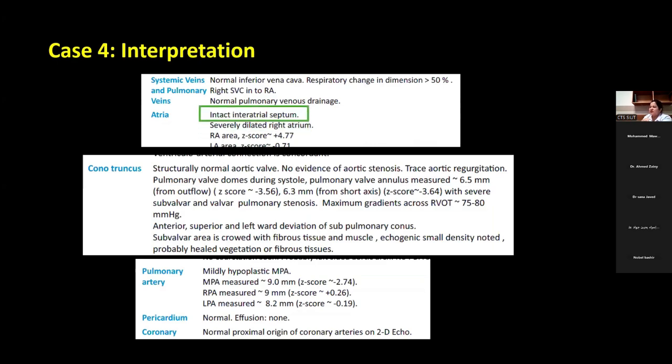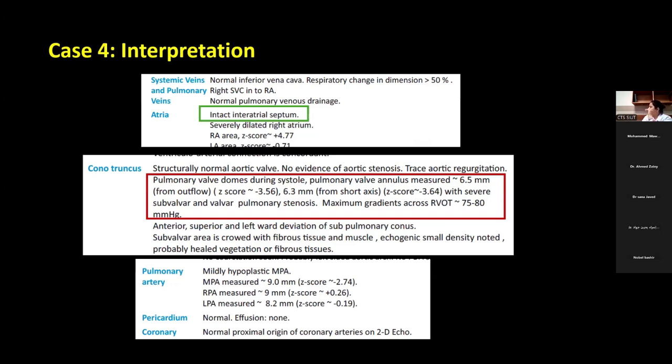So the interatrial septum is also very important in tetralogy of Fallot. You have to look here. And again, here the Z-score of the different valves is very important.